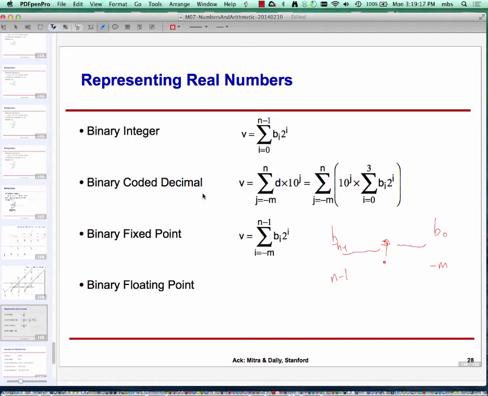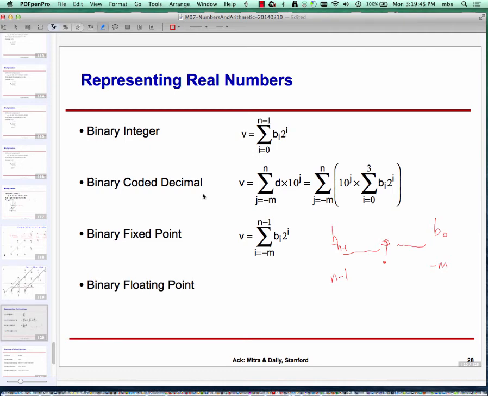It's rarely used now, but binary coded decimal basically said that we are really fond of decimals, base 10 numbers. Humans like to enter them that way. So what we are going to do is represent each digit separately. Let's say I want to represent the number 732. I'm going to represent 7 as a set of bits, 3 as another set of bits, 2 as another set of bits.